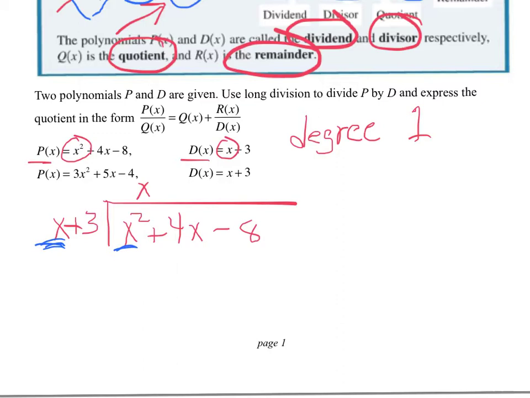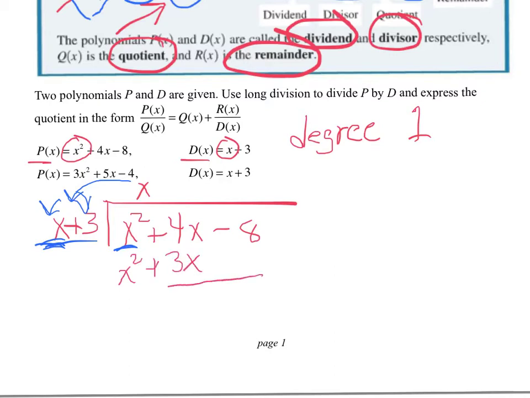Now we have to use the distributive property and multiply, because that's what we do when we do long division with numbers. We take whatever number we wrote up here and we multiply it times the divisor. But we have to multiply it times both the x and the 3 because of the distributive property. We're multiplying two things that are added, so we have to distribute. So that's going to give us x times x is x squared, and x times 3 is 3x.